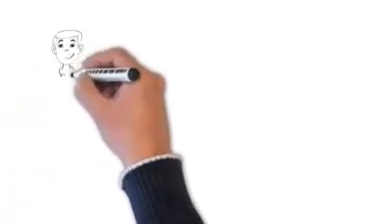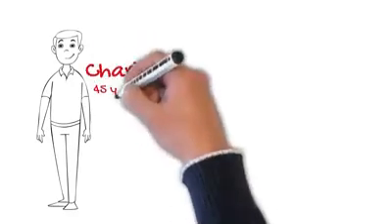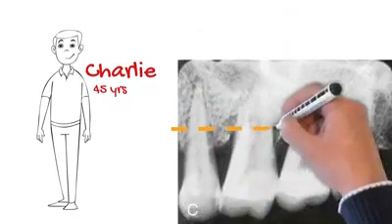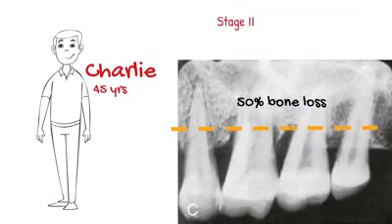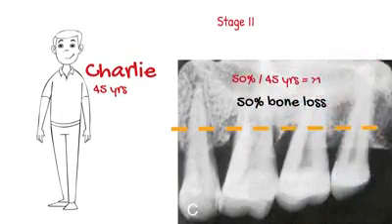Let's look at an example to see how this system can be used in clinical practice. This is Charlie, who is 45 years old. A periapical radiograph shows bone loss of 50%, which puts him in the Stage 2 category. If we were to divide his bone loss by his age, we would get a ratio of greater than 1, which is classified as Grade C.